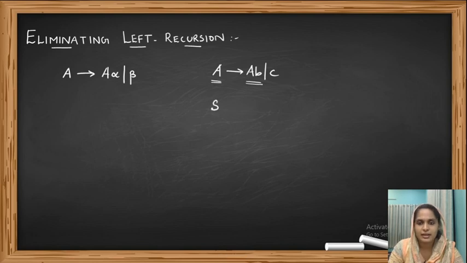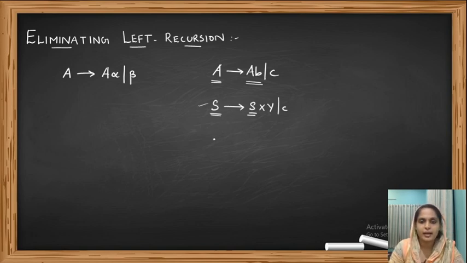Similarly, let's consider another production. S produces S X Y bar C. Here also we can see that the left hand side of the production is the non-terminal capital S, and the right hand side starts with the same variable S itself, right? So we can say that this production is also left recursive.